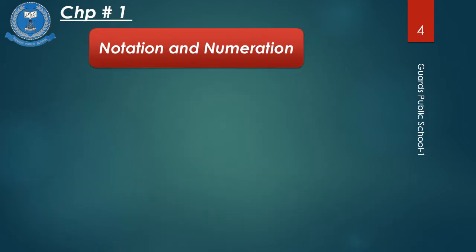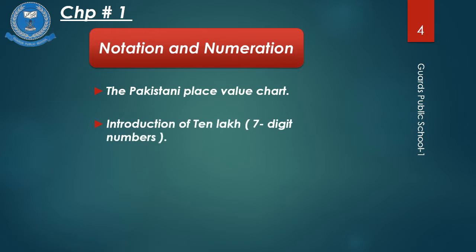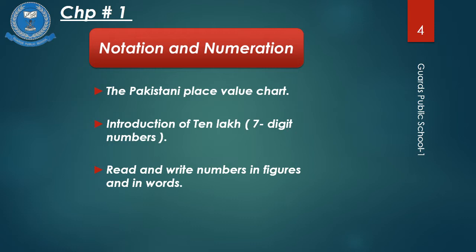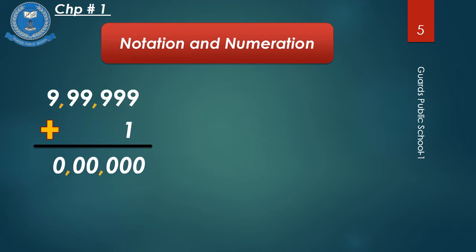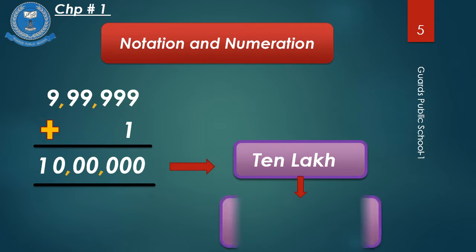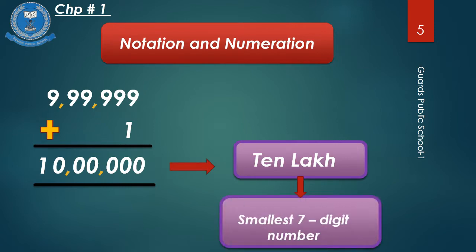Students, we will learn today Pakistani place value chart of 7-digit numbers, introduction of 10 lakh, read and write numbers in figures and in words, expanded and short form of a number. In the Pakistani way, by adding 1 to 9,99,999, we get 10 lakh, which is the smallest 7-digit number. We read it as 10 lakh. Here the digit 1 is at 10 lakhs place.